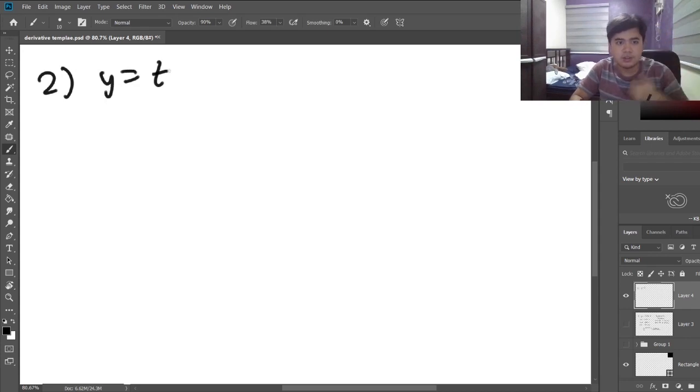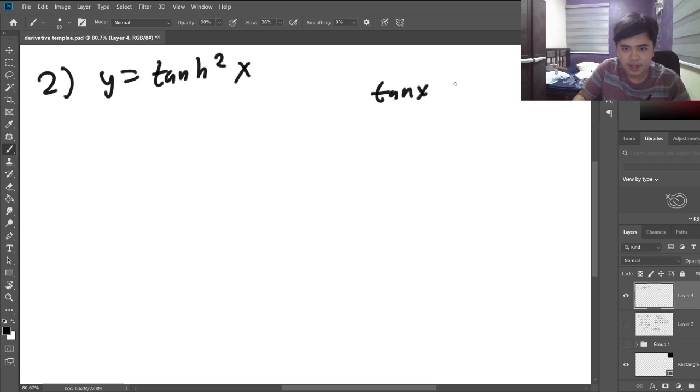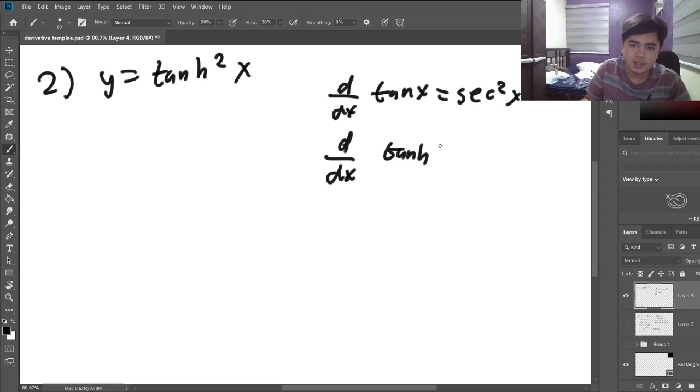y is equal to the hyperbolic tangent of x. Now, if you remember from trigonometry, tan x, its derivative is secant squared x, right? In hyperbolic trigonometry, something similar also happens, where the derivative of hyperbolic tangent is hyperbolic secant squared x. So it's something similar. We can use the chain rule here to solve this.